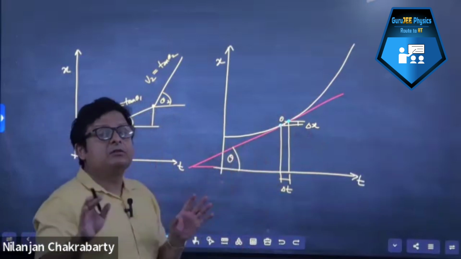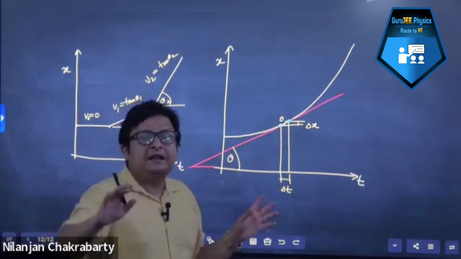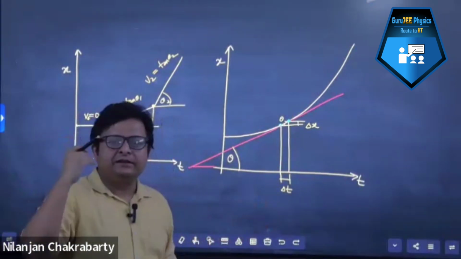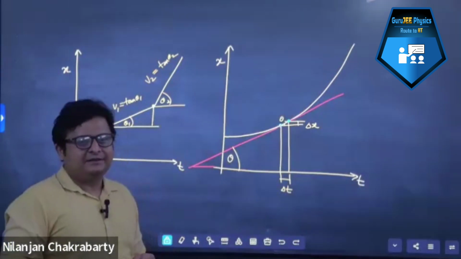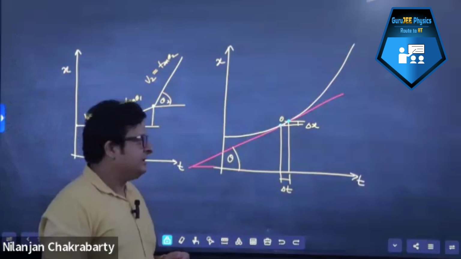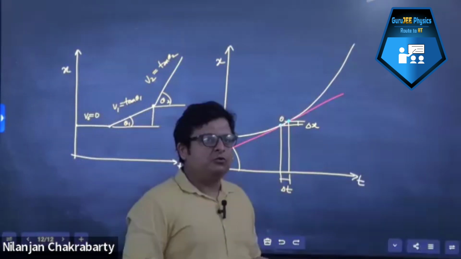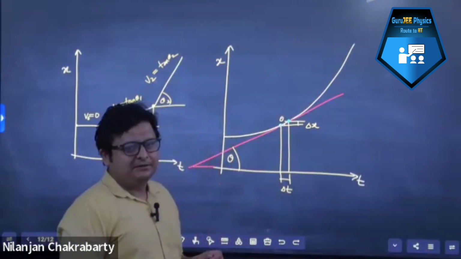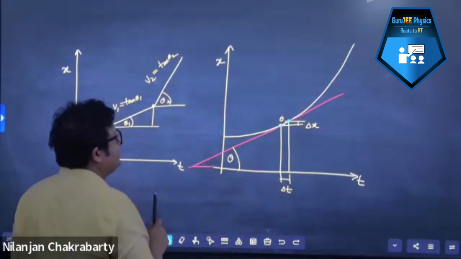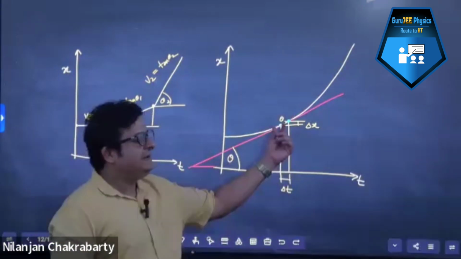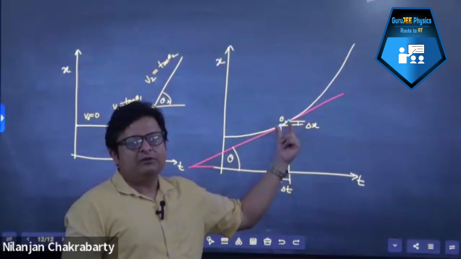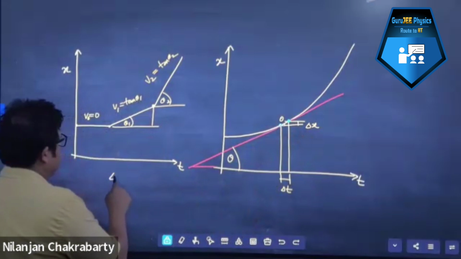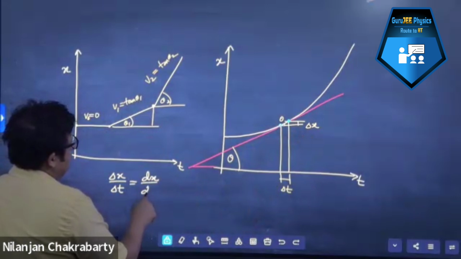Delta x by delta t. What is that? See, small intervals, the velocity. So this delta x by delta t, actually, when very small, you write it like this, dx by dt.